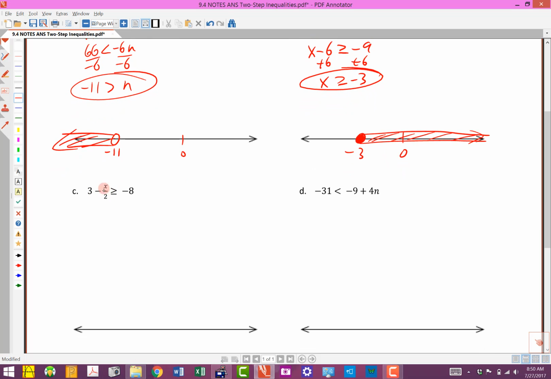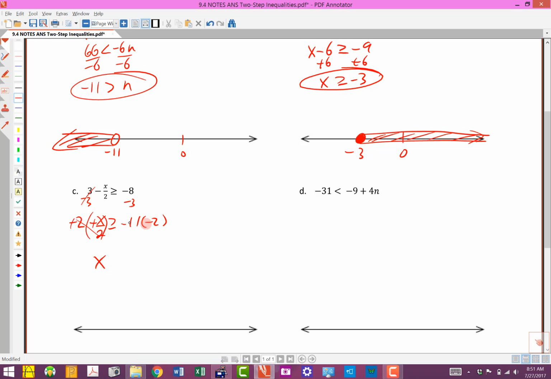Here's the variable term right here, so I'm going to get rid of the 3 by subtracting 3. So this is negative x over 2 greater than or equal to -11. The answer worked out to be negative here, but all we did was subtract, so that doesn't change the direction, so I keep it that direction. And then I want to get rid of the dividing by 2 and the negative at the same time. So here's what I'm going to do. I'm going to multiply by -2 on both sides. The negatives would cancel and the 2's would cancel. That would leave us with an x.